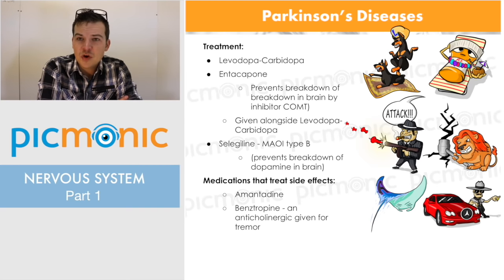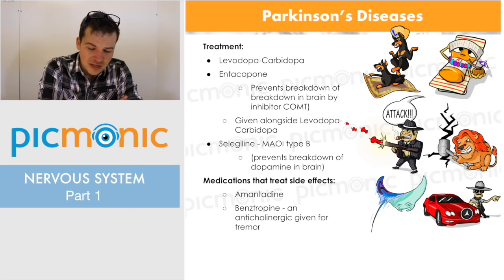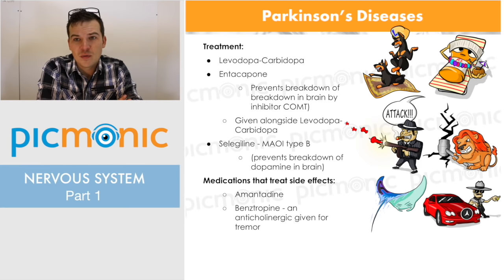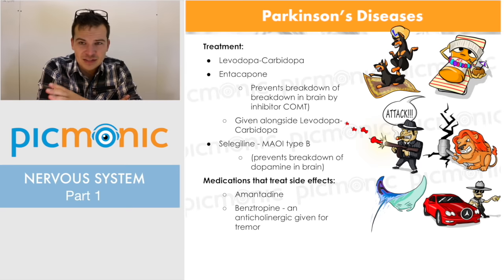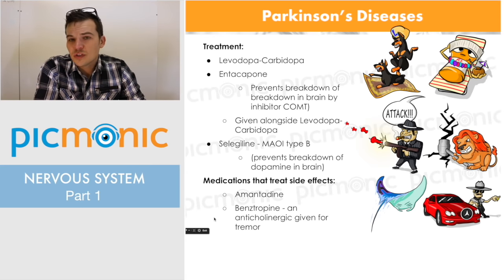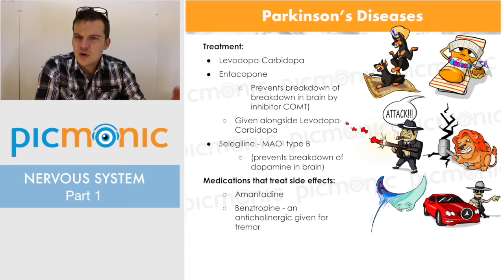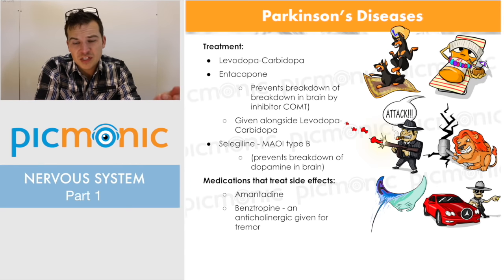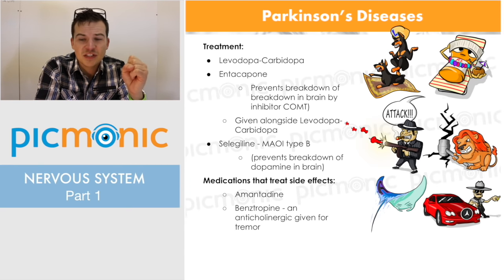The other one is benzotropine, or benztropine. I always end up saying that wrong. It's one of the worst ones I have to ever say correctly. That and some monoclonal antibodies, which we'll talk about in immunology. But so benzotropine, it's an anticholinergic drug, yes. We give it for the tremor, basically, because this constant tremor can get pretty severe in these patients, especially in later stages of the disease.